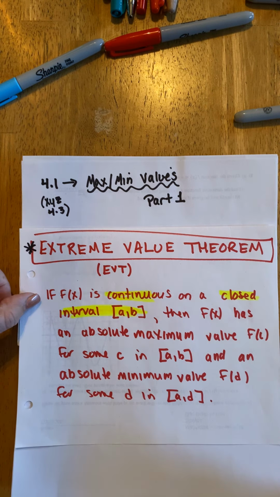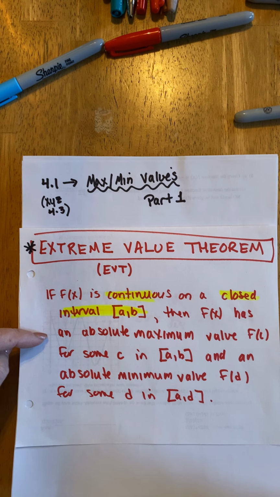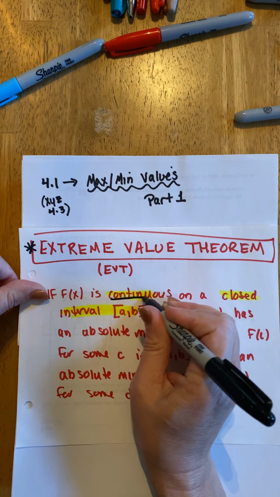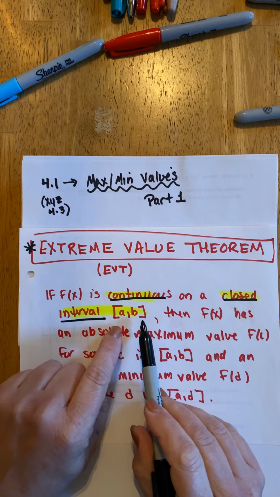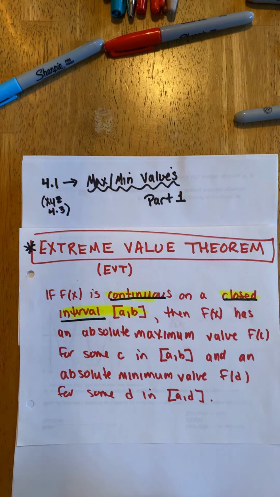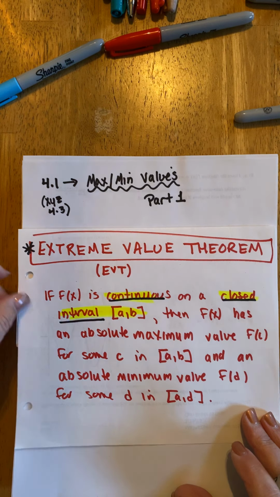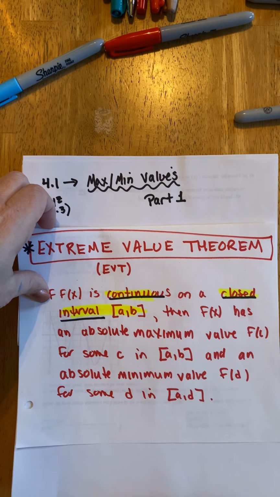If we have a continuous function on a closed interval, then the function will always attain a maximum value and it will always attain a minimum value. Always, as long as these hypotheses are satisfied. The function has to be continuous and it has to be defined on a closed interval. So that means it has to be defined at both endpoints and for every point in between. So all extreme values for a function defined on a closed interval will happen at either an endpoint or at a critical number.